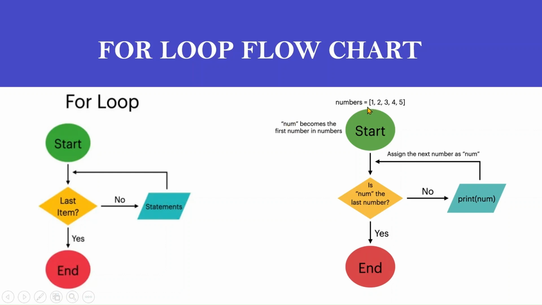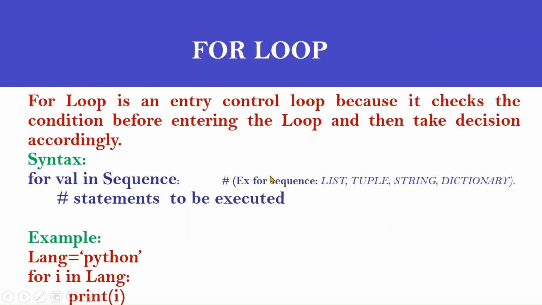So I'm going to pick up the first number, 1, and put it in num. So num becomes the first number in the numbers list. This numbers is a list, and num is nothing but a value. If you go back, you can see this val. Here I'm going to write num, in place of i, I'm going to write num.